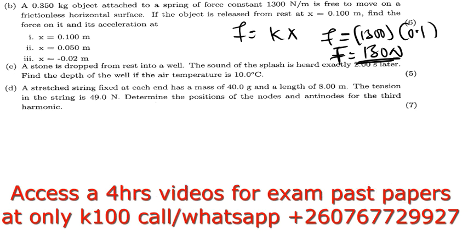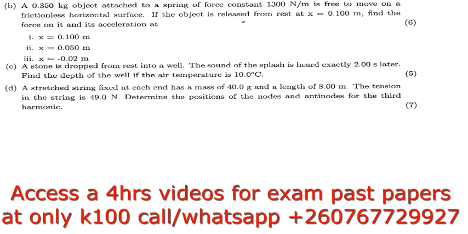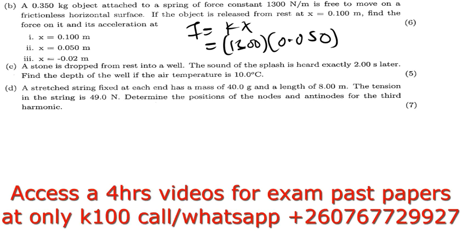Now the second part: you can pause the video, find the force and acceleration, and see if you get it correct. There we go. The force will be given by kx. The k is 1300, the x is now 0.050. So we have 1300 times 0.05, that is 65 newtons.